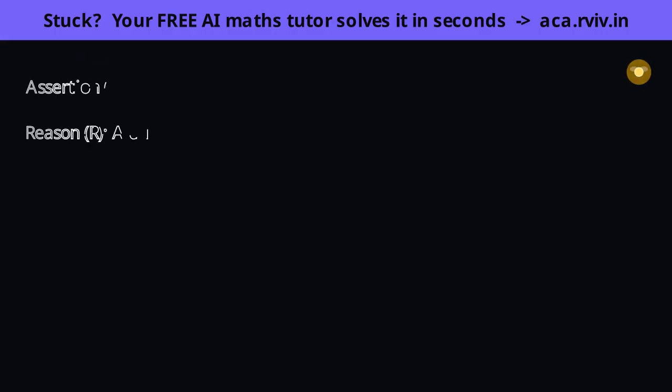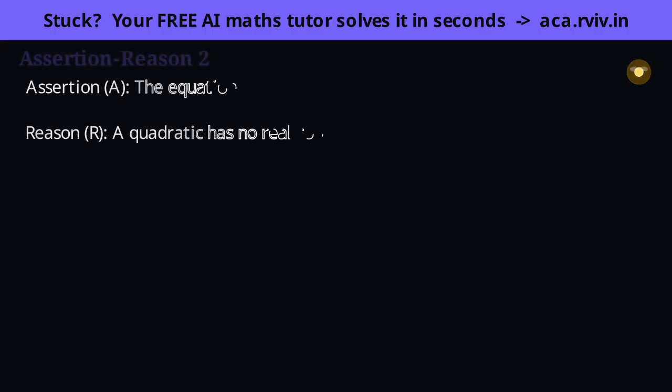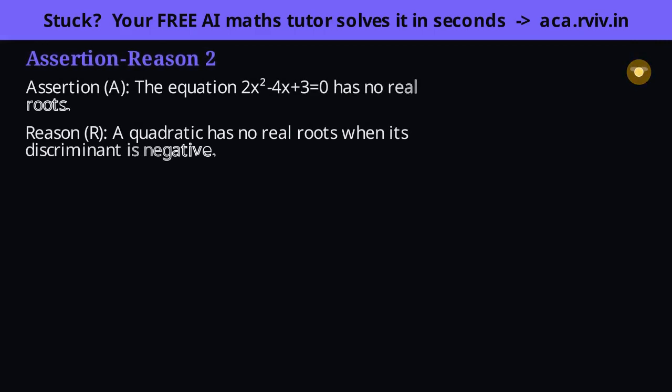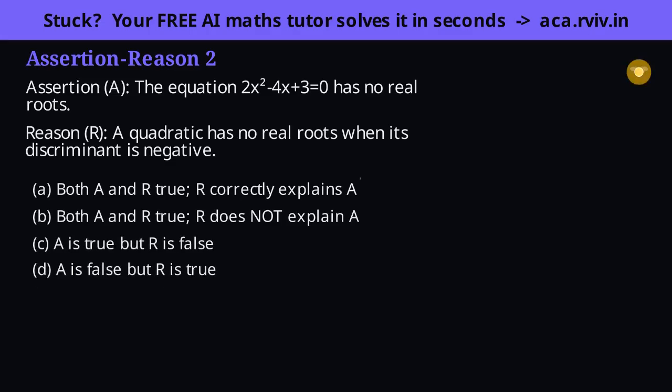Test the assertion by computing the discriminant, then judge whether the reason is the actual rule that makes the assertion true. Which option is correct? Test the assertion first. For 2x squared minus 4x plus 3, the discriminant is minus 4 squared minus 4 times 2 times 3, that's 16 minus 24, which is minus 8. Negative, so no real roots, the assertion is true.